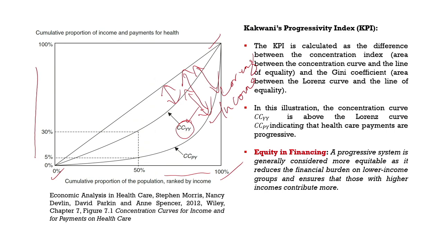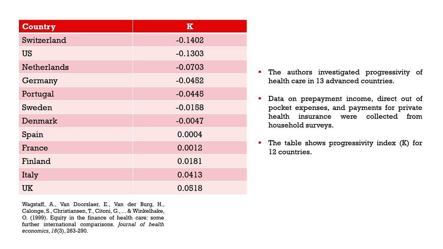Based on the textbook that I have mentioned, the economic analysis in healthcare textbook on equity in healthcare, the empirical exercise cited in the book is the one by Wagstaff et al., carried out in 1999. In this, the authors investigated progressivity of healthcare in 13 advanced countries, and the data on prepayment income, direct out-of-pocket expenses and payments for private health insurance were collected from various household surveys. And this table here shows the progressivity index for 12 countries, which is less than 0, 0 and close to 0, and more than 0.